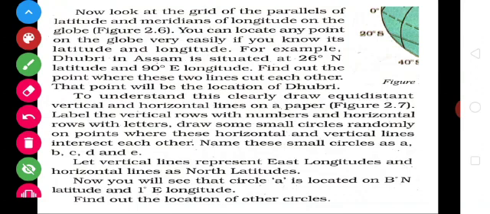Now you will see that circle A is located on B degree north latitude and 1 degree east longitude. Find out the location of the other circles. So you can take a paper, draw vertical and horizontal lines, and locate a place like that, using A, B, C and 1, 2, 3.